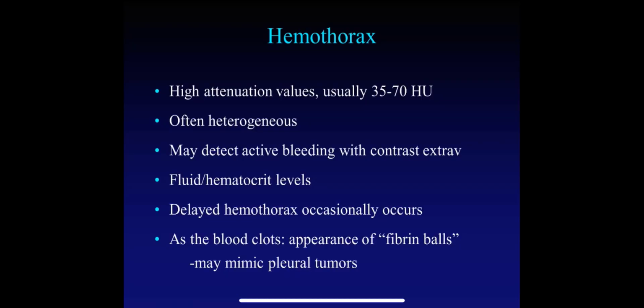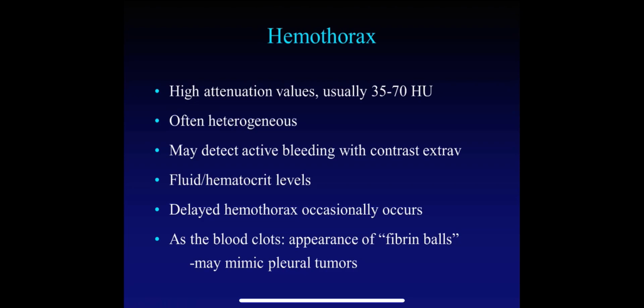Moving on to hemothorax. Classically, pleural fluid that's a hemothorax will have high attenuation values, usually 35 to 70 Hounsfield units. The hemothorax is often heterogeneous. We occasionally can detect active bleeding with contrast extravasation into the pleural space. One may see fluid hematocrit levels. Keep in mind that delayed hemothorax occasionally occurs, particularly with multiple rib fractures.